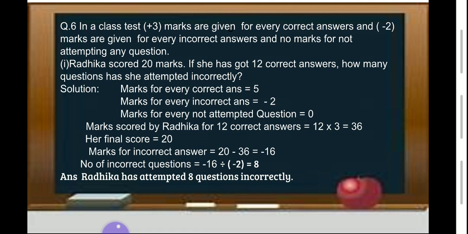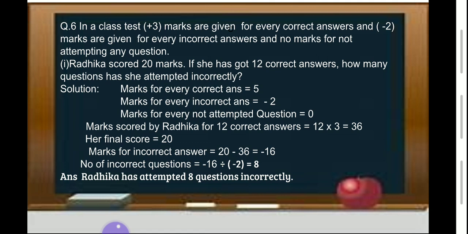Now if there were no negative marking, and Radhika has done 12 questions correctly, with 3 marks given for every correct answer, her marks should be 12 times 3, that is 36. But her final score is not 36, it is 20. It means there is a loss of 16 marks. According to the question, if I do one question wrong, then I face a loss of 2 marks. So how many questions did I do wrong if I have a loss of 16?